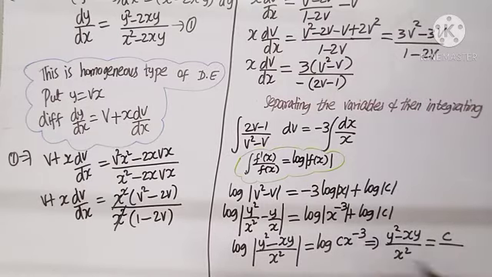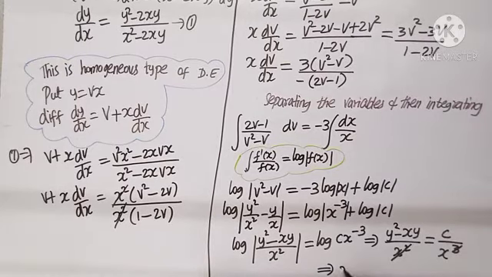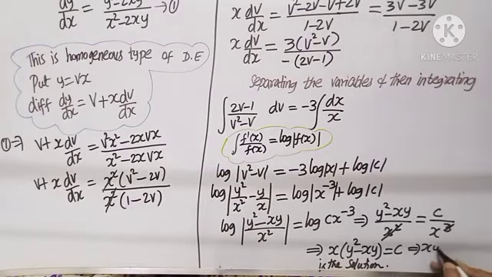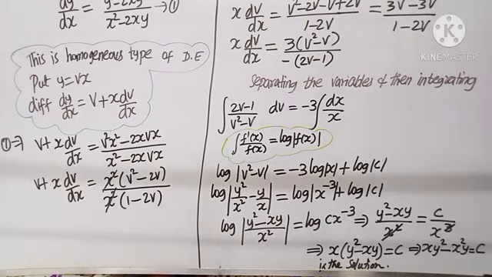X power minus 3 will come down as x power 3. I can cancel x square and x cube here, cross multiplying. We get the required answer: x into y square minus xy equals c. Or we can say x into y square minus x into x square y equals c, which is the solution for the differential equation.